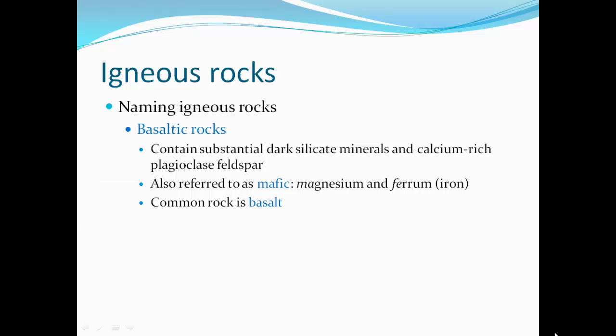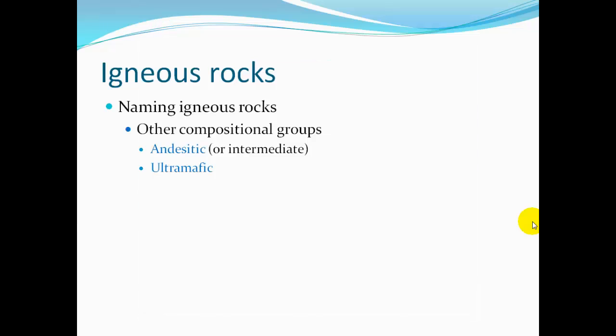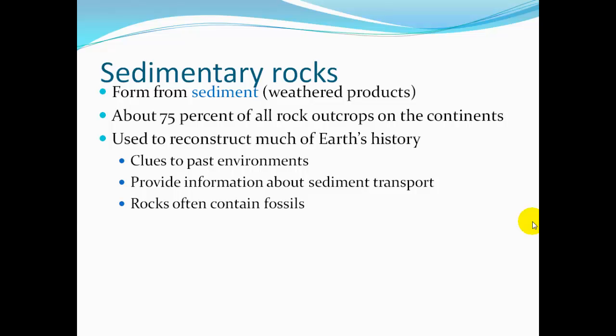Now basaltic rocks contain much more dark silicate minerals and calcium-rich plagioclase feldspar, so we call them mafic because they have a lot of magnesium in them and ferrum or iron in them. And a common rock is basalt. Here's a nice chunk of basalt here. Other compositional groups are andesitic or intermediate and ultramafic. So andesitic is between felsic and mafic, and ultramafic is more mafic than our mafic.